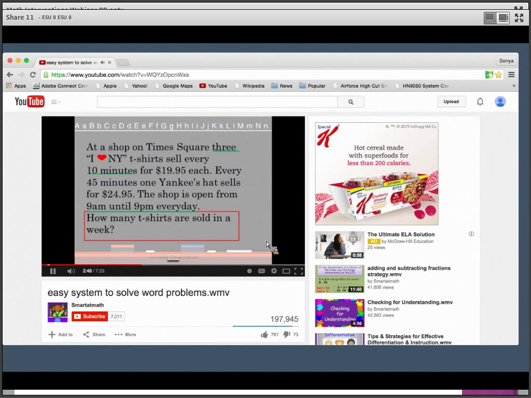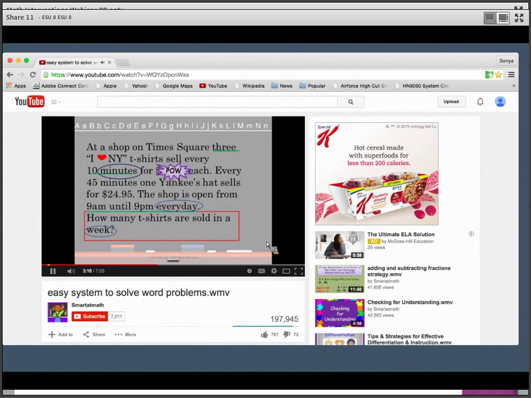Now we need to circle the vocabulary, the words that we need to understand in order to solve this problem. So minutes, we need to know what a minute is and how many there are. Every day, what does that mean when we say it's open 9 to 9 every day, and a week? The information that we can knock out, so that we don't get confused, is $19.95 each, so just knock that out of the picture. You don't need to know that because they're not asking about cost, just about how many.